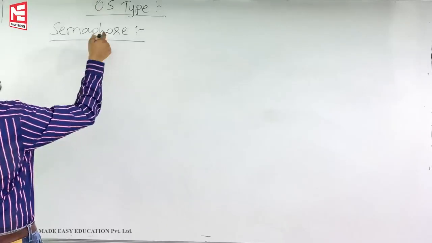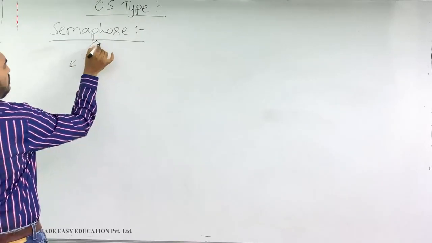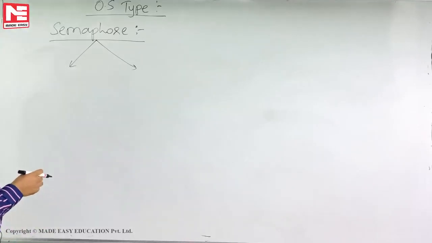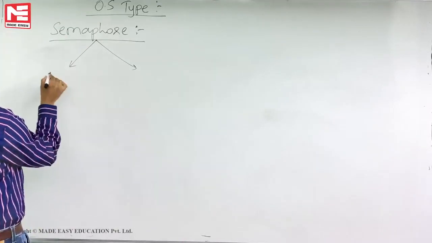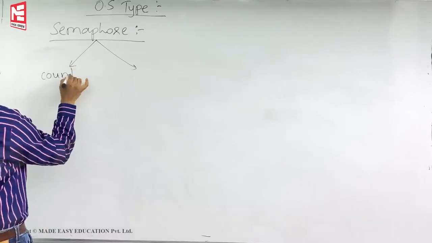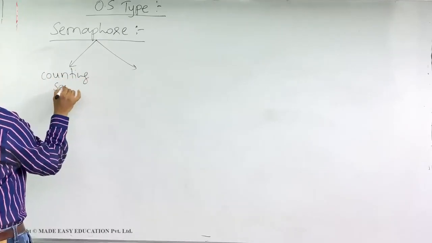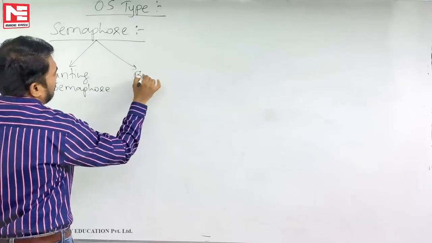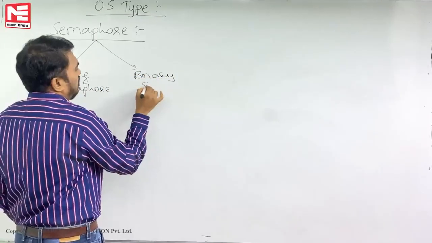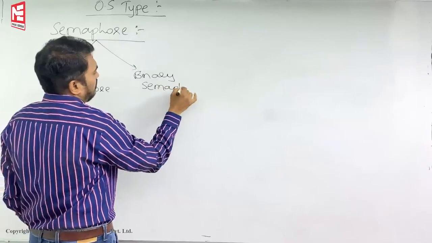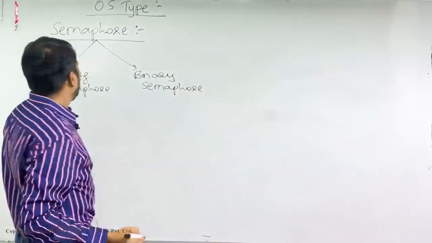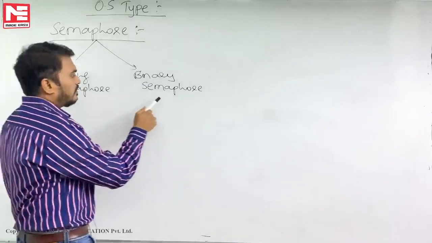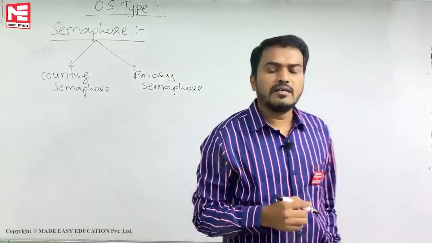Continuation. Next point: semaphore is categorized into two types. One is counting semaphore, and the next one is binary semaphore.